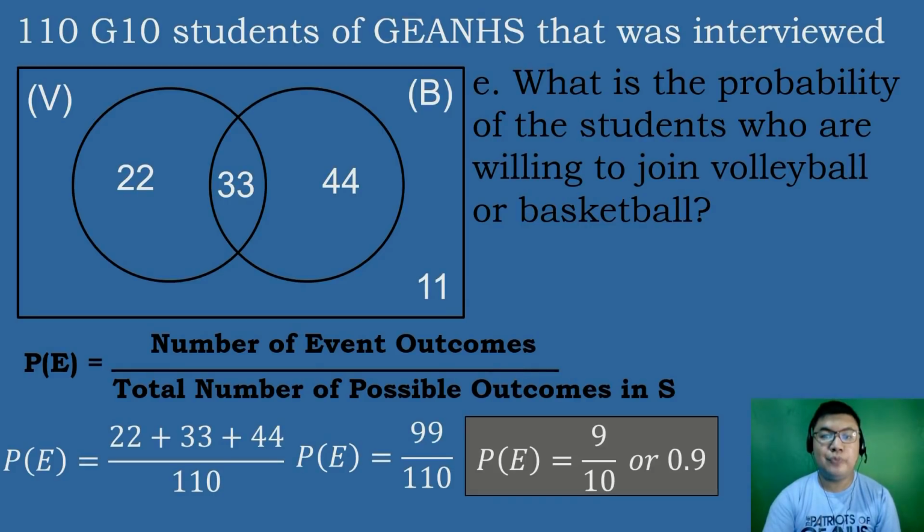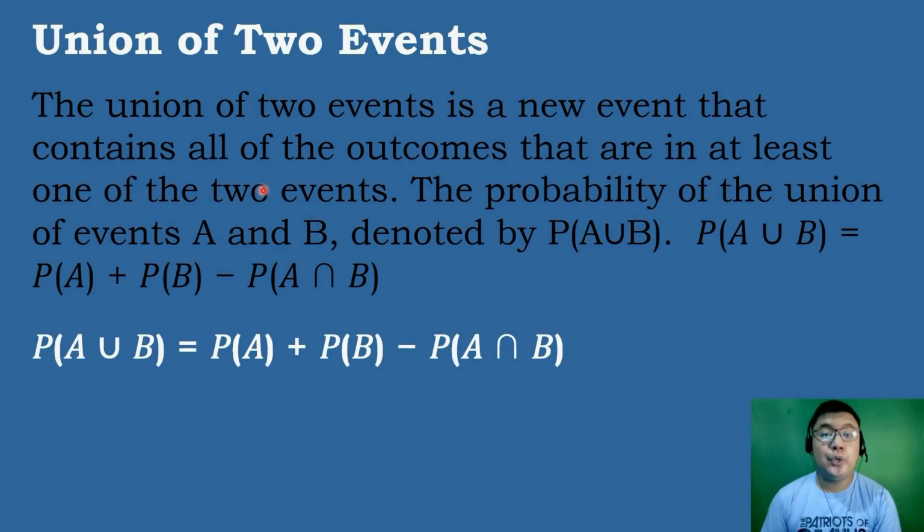Now, what is the union of two events? The union of two events is a new event that contains all of the outcomes that are in at least one of the two events. The probability of the union of events A and B is denoted by probability of A union B. So we have the formula: probability of A union B is equal to the probability of A plus the probability of B minus the probability of A intersection B. So this is our formula to get the probability of the union of two events.